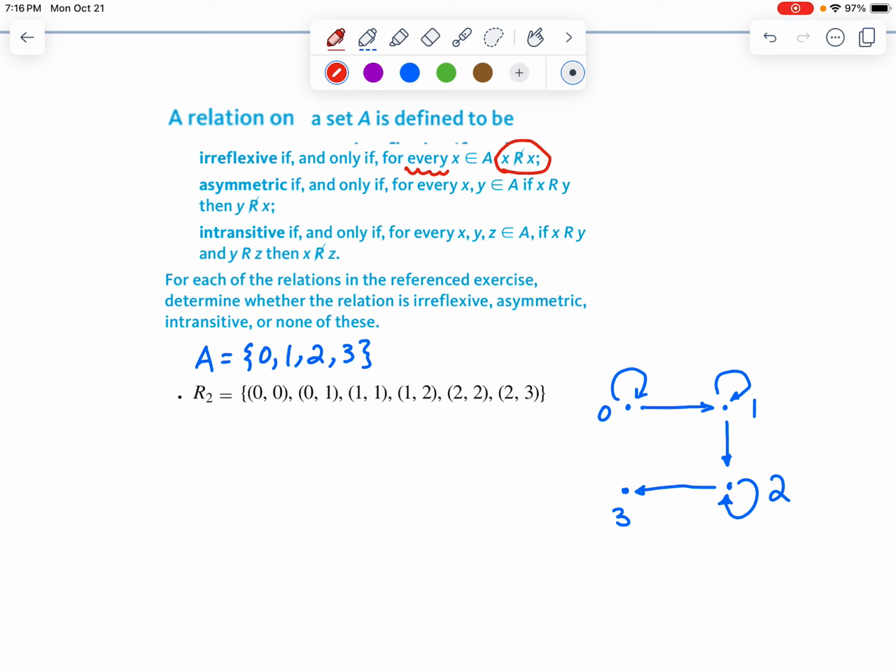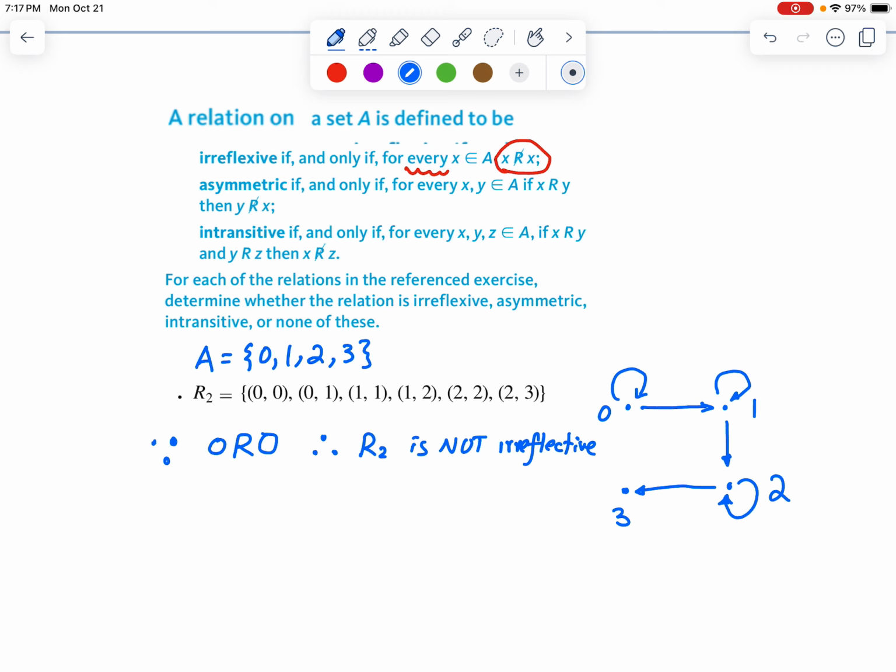Now, this is pretty easy to see in this particular relation. We do see 0 is related to 0 right there, right? And so therefore, for every x in A, x is not related to x. This is already not true. So this is not true. Therefore, we can conclude that because 0 is related to 0, this R2 is not irreflexive.